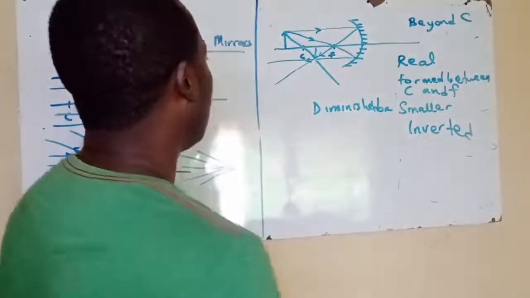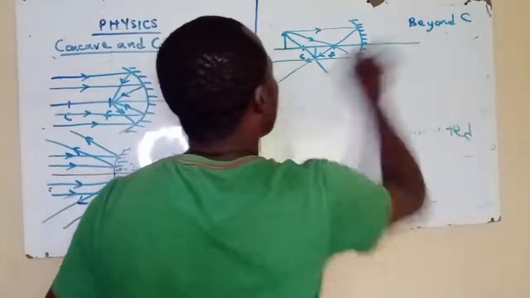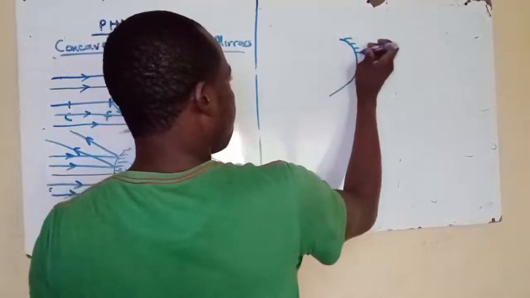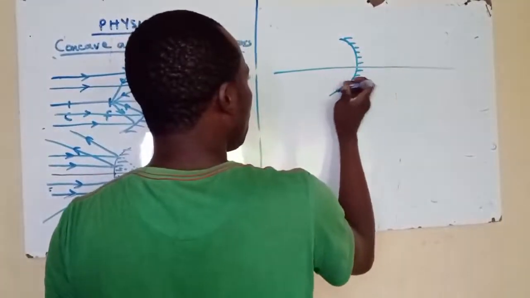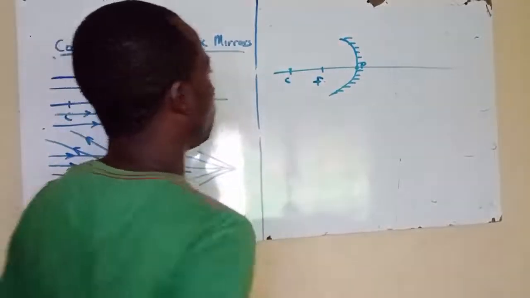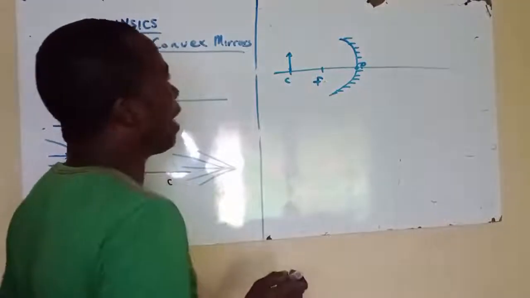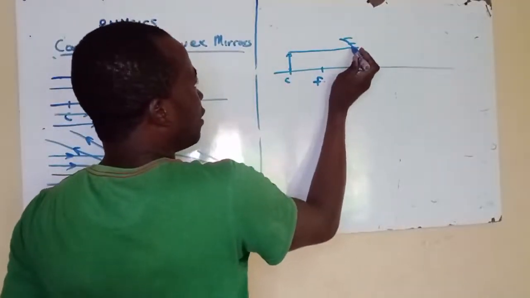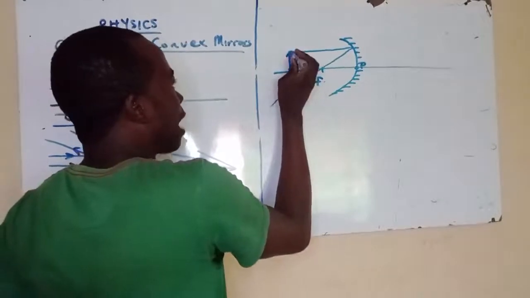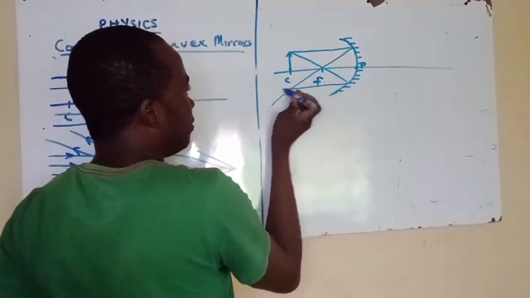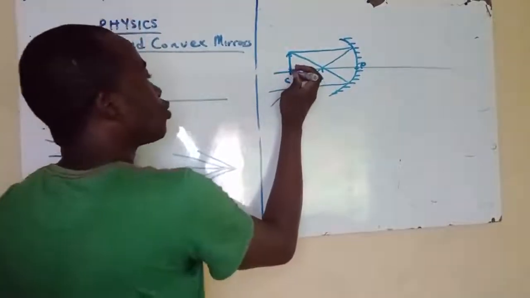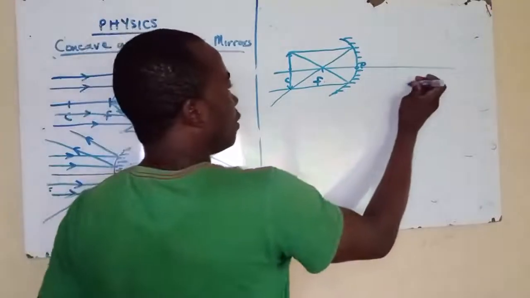Now, we can do another situation like that. Here are the curvature and the focus. Now, the object is at the curvature. A ray strikes the surface here; the incident ray passes through the focus. Another goes through the focus directly. Since the object is at the curvature already, the image will just be formed directly like this. The image will be formed at C.